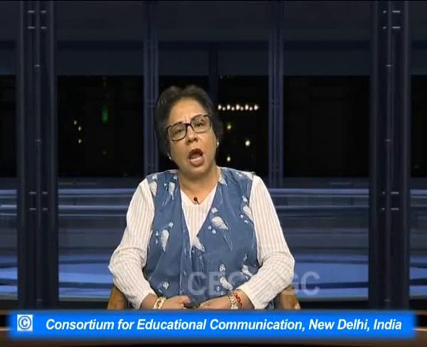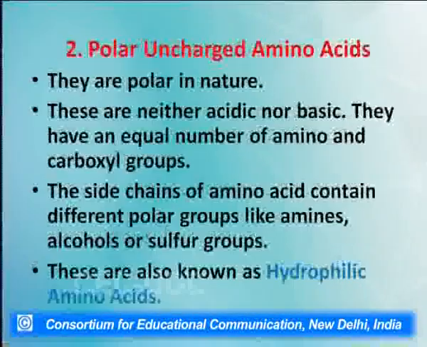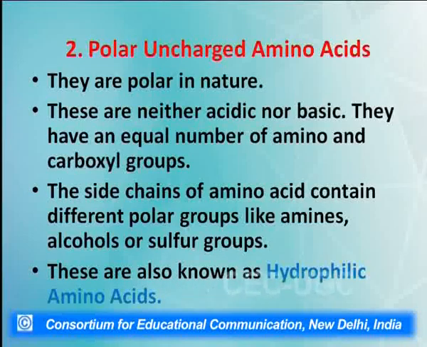Now if we talk of the next category of amino acids, then they will be polar uncharged amino acids. That is, they are polar in nature because of the presence of some polar groups like OH, NH2 or a thiol group, but they will be neither acidic nor basic because they have an equal number of amino and carboxylic groups. That is, if it has one amino group, it will have one carboxylic group, which, as I've already said, is the basic structure of an amino acid.